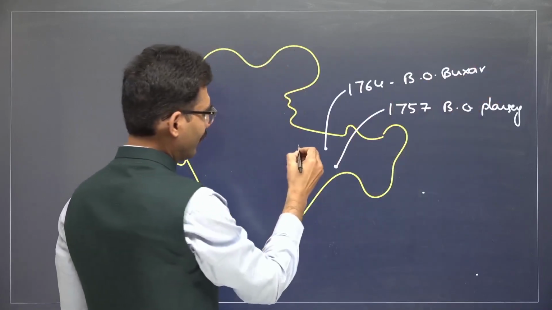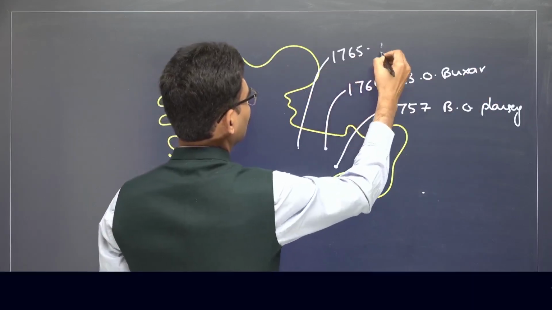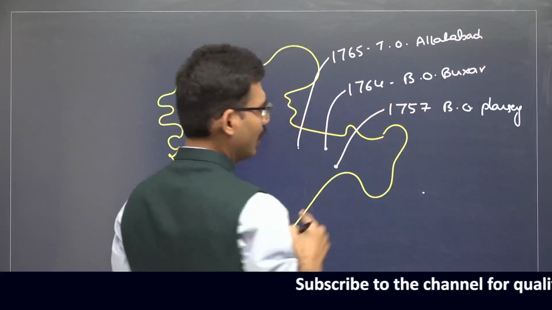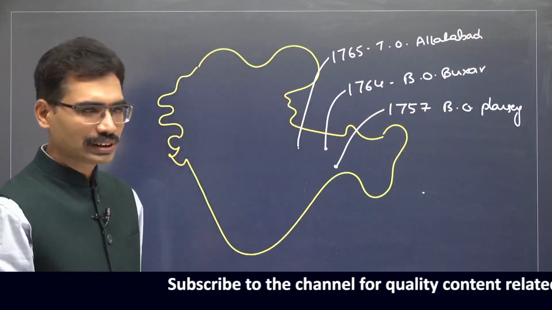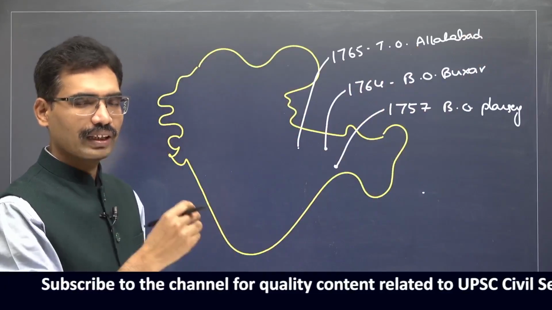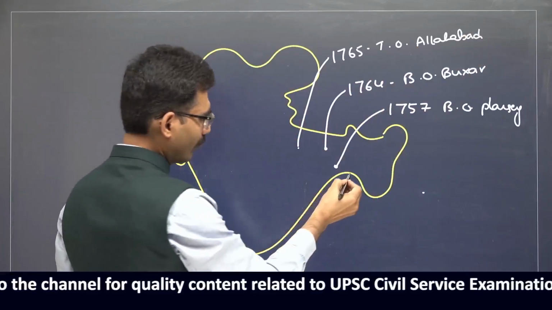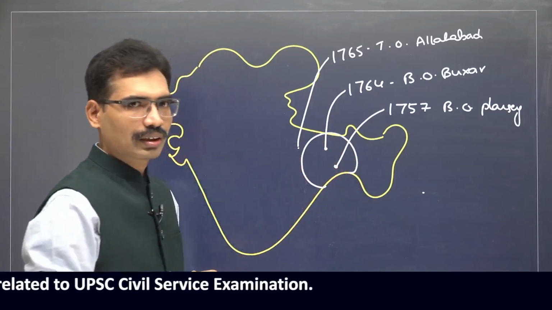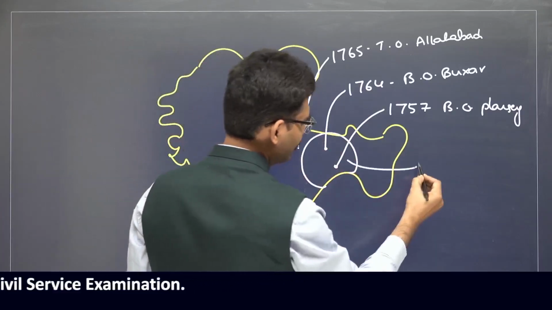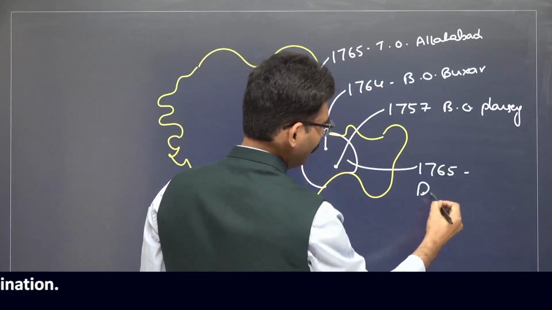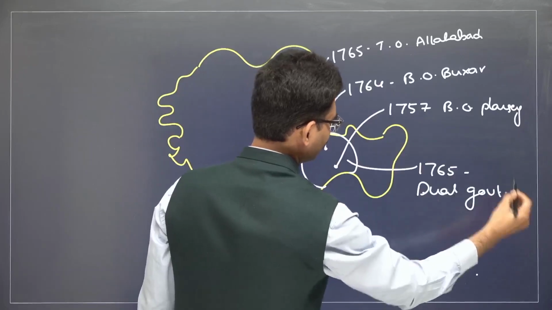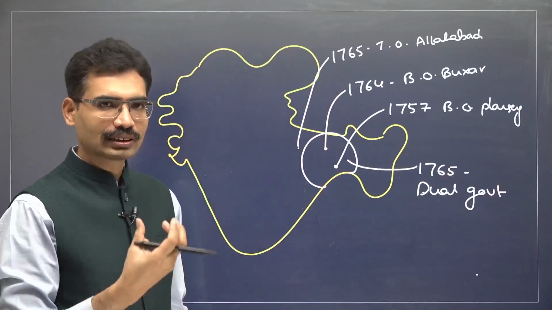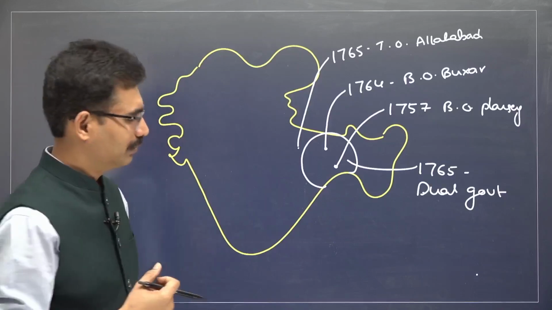and in 1765 Treaty of Allahabad, through which Shah Alam II gave Diwani rights to East India Company to collect revenue in Bengal, Bihar and Odisha. Now they strengthened their position. The moment they got Diwani rights in 1765, dual government started. For the namesake, Nawab is there, but real power lies in the hand of East India Company.